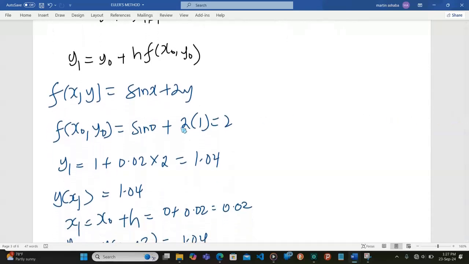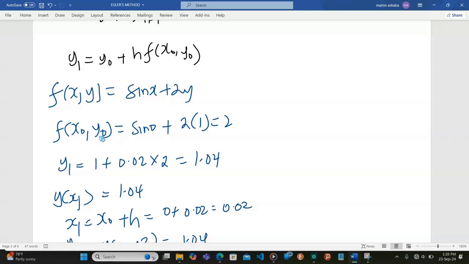We need first of all to look at y1, because we want to look for the solution of the function at x is equal to 0.08. Since the step size is 0.02 and we are beginning from 0.00, then we shall just keep on adding 0.02. So x1 shall be 0.02, then x2 will be 0.04, x3 will be 0.06, up to 0.08.